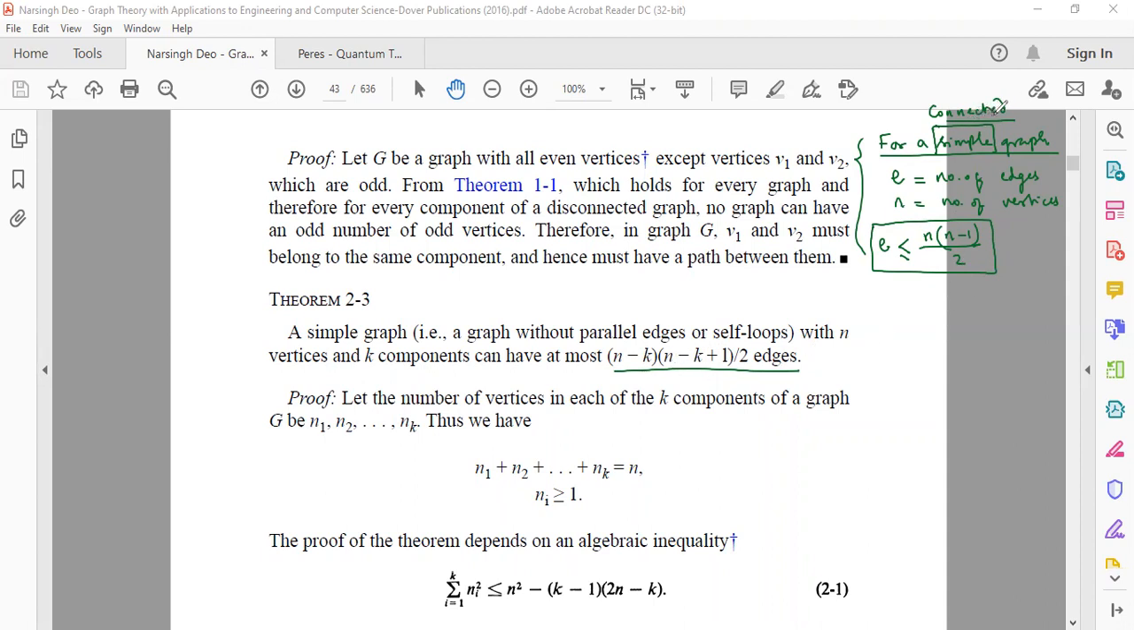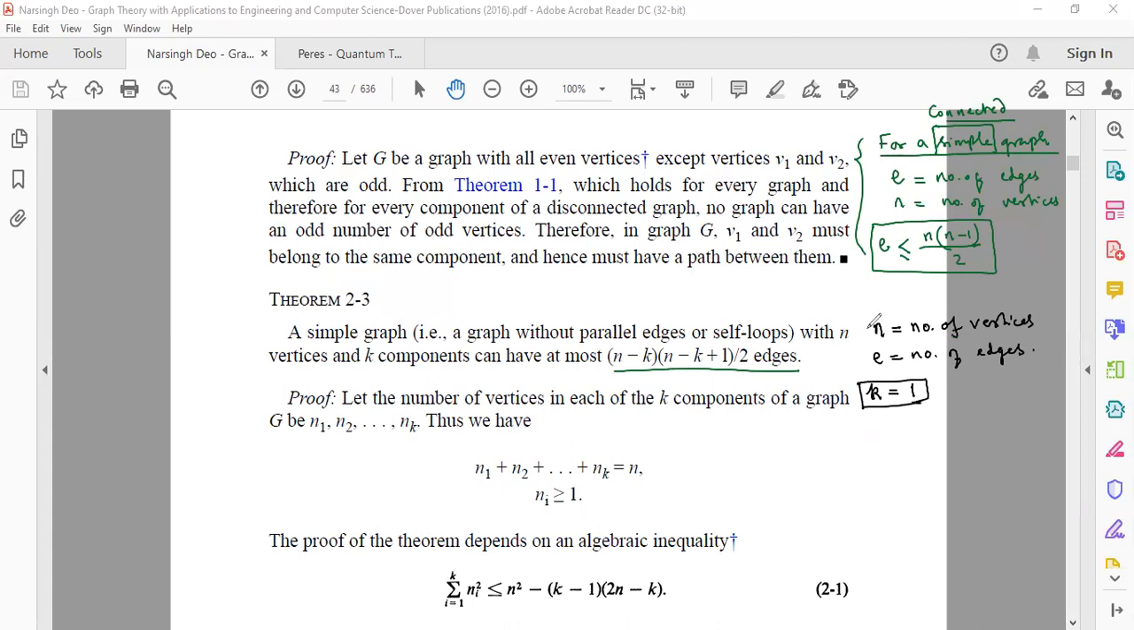Now, suppose we are considering a simple graph which is connected. Suppose we have n number of vertices and small e number of edges. But since we are considering a connected graph, the number of components of the graph will be 1, because only one component, that is only one vertex set, is present.